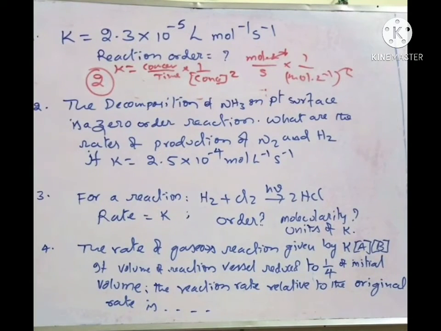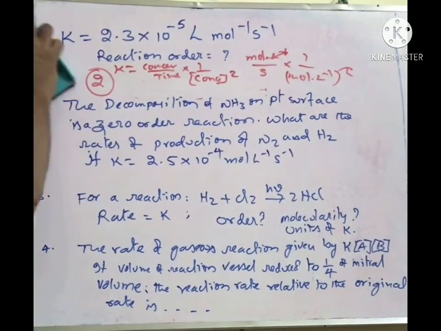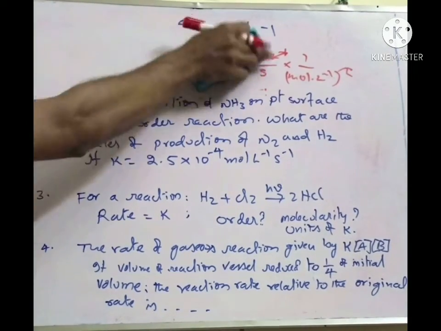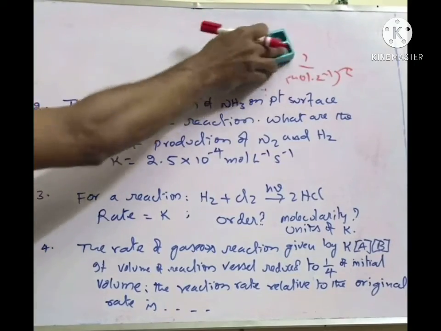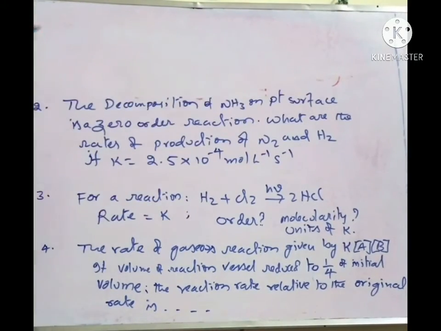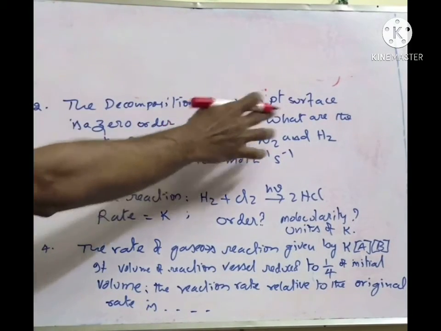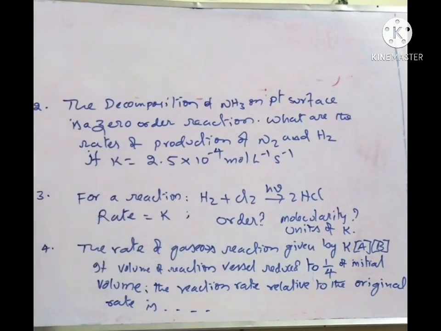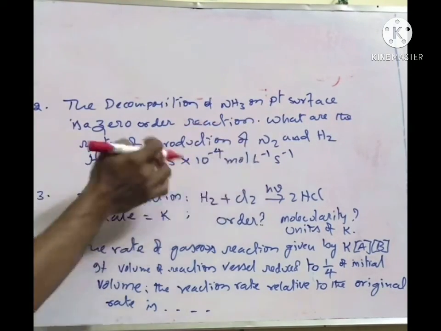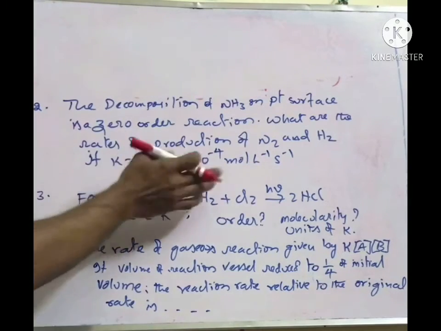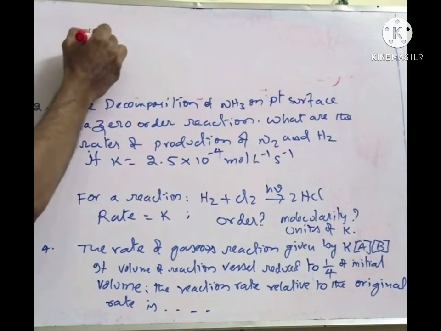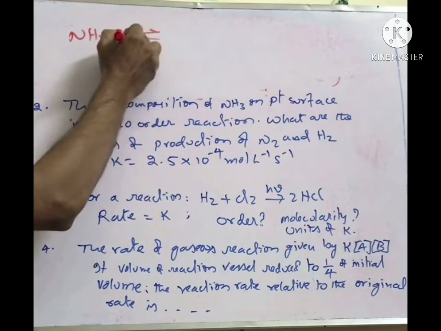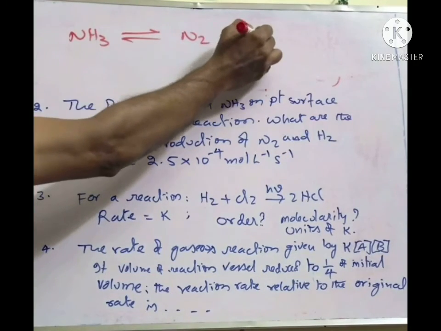Okay. The next one: the decomposition of ammonia on a platinum surface is 0 order. That is the decomposition reaction of ammonia which gives nitrogen and hydrogen gas, correct? What are the rates of production of N2 and H2 if the reaction rate constant is this much? It is 0 order, and moles per liter per second was given, that is dx by dt. So units are correct.